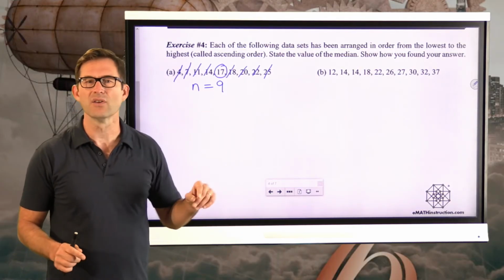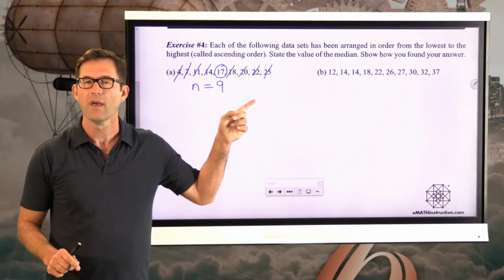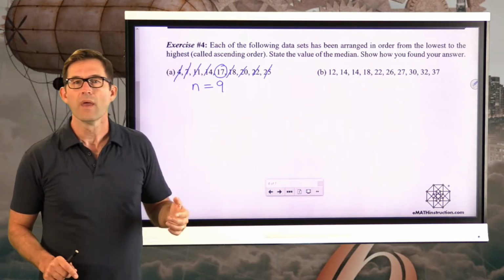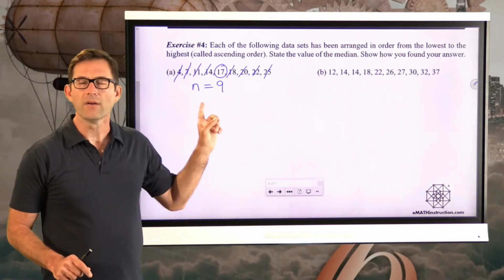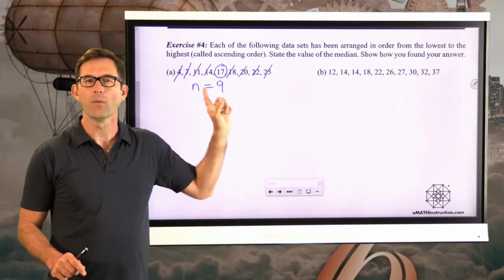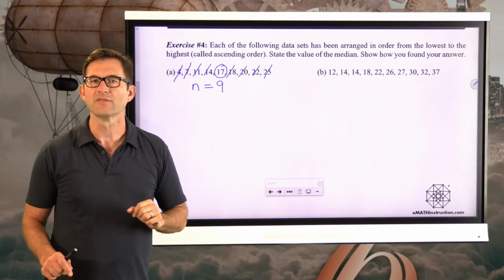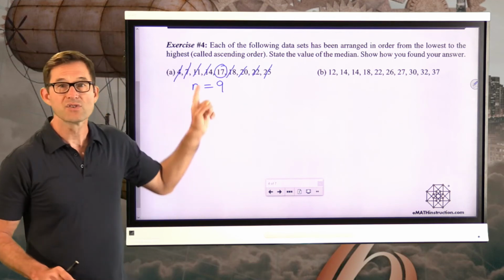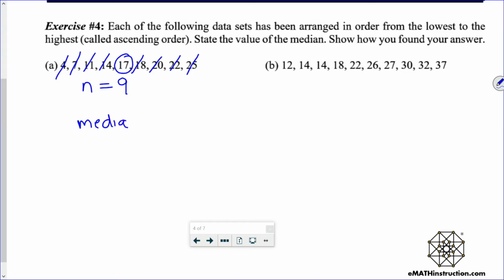It gets a little messy though, especially if you have to do more work with the data set afterwards. A lot of times what I'll do is I'll simply think about it. If I've got 9, there'd have to be 4 below, 4 above, and then 1 in the middle. 4 and 4 is 8, plus 1 more gives me my 9. So my median is 17.